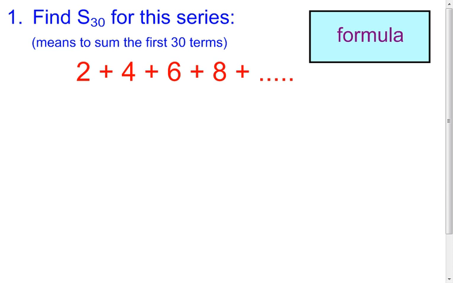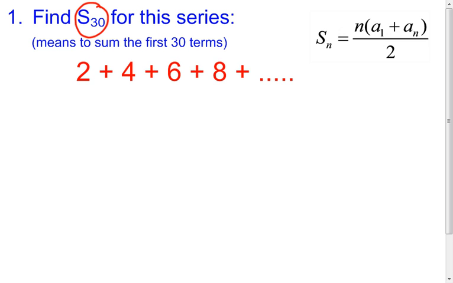Okay, so in this first problem, I want you to find S30. So I want you to use the sum formula right here. First of all, you need to pay attention to what kind of series or sequence it is. Notice I have 2, 4, 6, 8. This is an arithmetic sequence, because 2 plus 2 is 4, plus 2 is 6, plus 2 is 8. Since I'm adding to get to the next number each time, it is an arithmetic sequence. And I want to add up that arithmetic sequence, so I am going to use the sum formula.